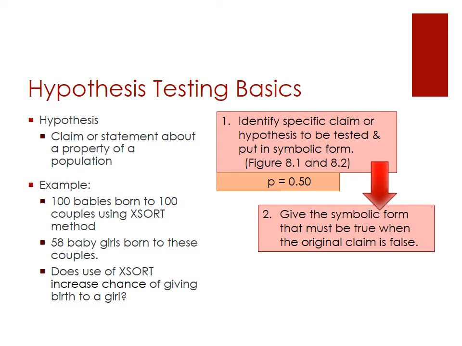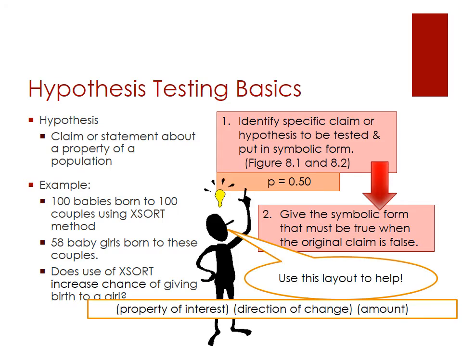So the next thing we need to do is give the symbolic form that must be true when the original claim is false. So if p is not equal to 0.50, then what is going to be the claim that we're going to make? I suggest you use this layout here to help you in making this formula. So you're going to have your property of interest, which in this case is p. You're going to have your direction of change. And if we look at this problem, what is the direction of change they are anticipating?